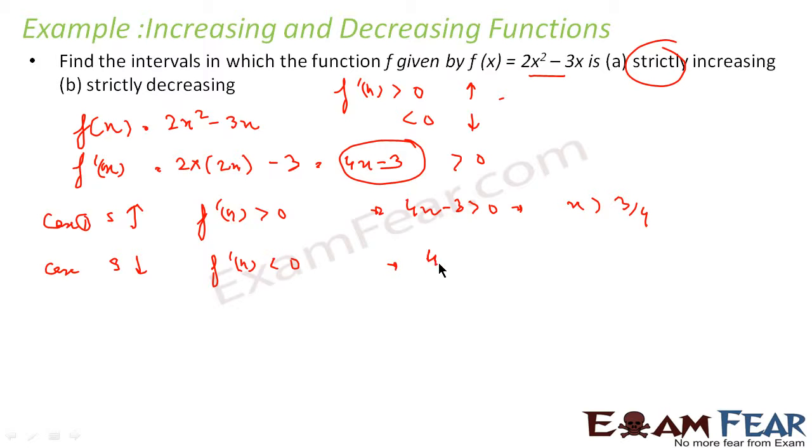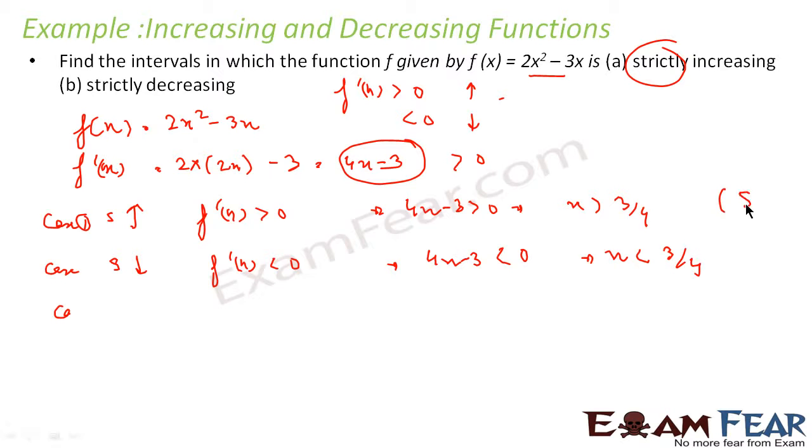In this case, 4x minus 3, that is the value of f dash x, will be less than 0, or x will be less than 3 by 4. If you want to add more conditions here, you can have case 4 also, where it is increasing. In that case, it will be greater than equal to 0. So my x will be greater than equal to 0. And for decreasing, it will be less than equal to 0. So that is f dash x will be less than equal to 0. So my answer will be x is less than equal to 0.